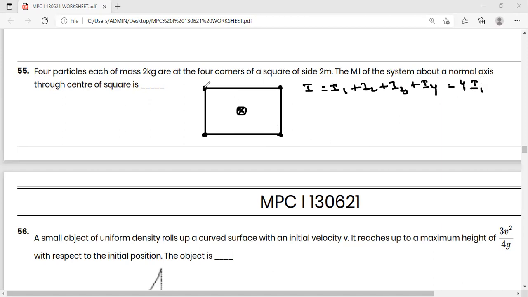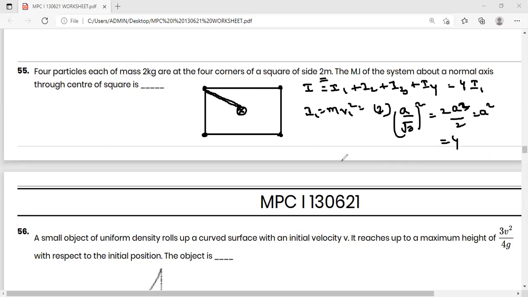For any particular particle, what is the formula for moment of inertia? That is nothing but m r square. Mass is given as 2, and the distance is from the center to the corner. The total length of the diagonal will be root 2 a, and half of the diagonal length will be a by root 2. So here it will be 2 into a by root 2 whole square, that is 2a square by 2, which is a square. Here a is given as 2 meters only, so it is 4 only. So for each particle, the moment of inertia is 4 only.